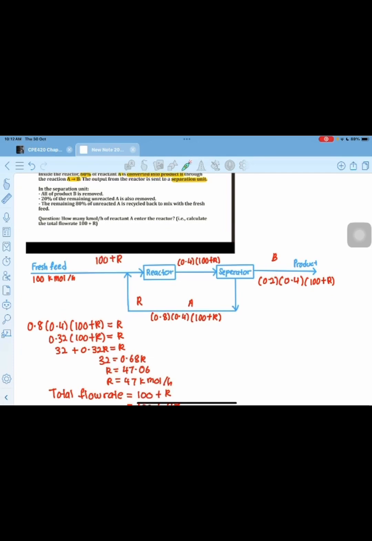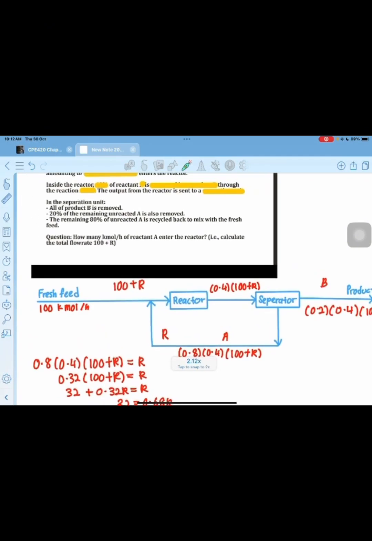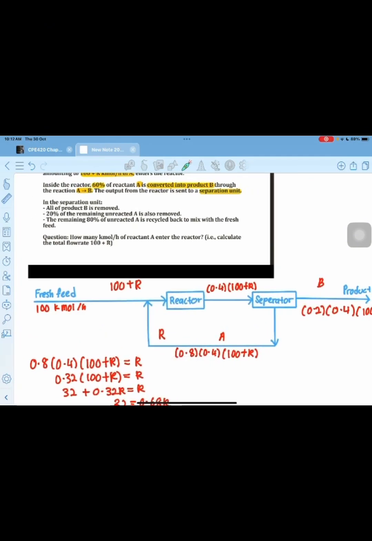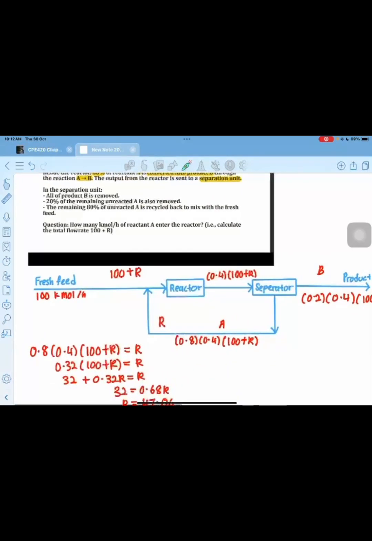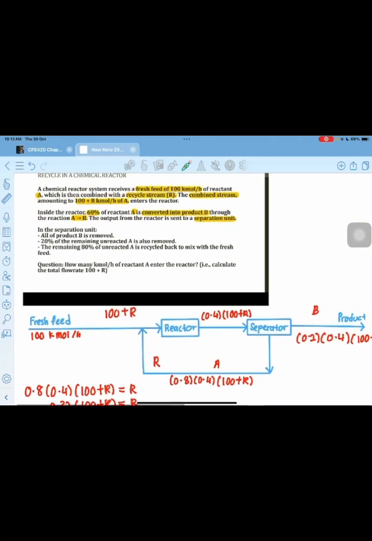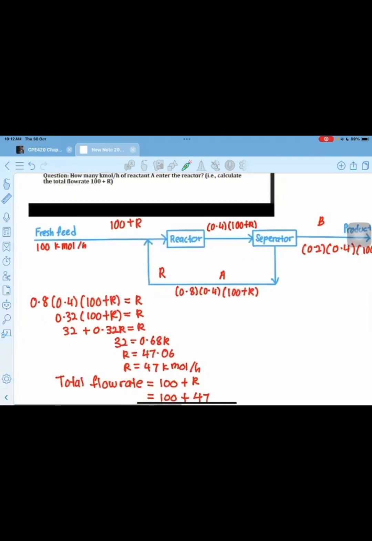Assalamualaikum and good morning. Today I would like to present the recycle structure diagram. First of all, the question mentioned that the fresh feed of reactant A is 100 kilomole per hour. So we're going to write here fresh feed is 100 kilomole per hour. Then it says that the reactant A will combine with the recycle stream R. So we're going to write here R, so it can be our reference.